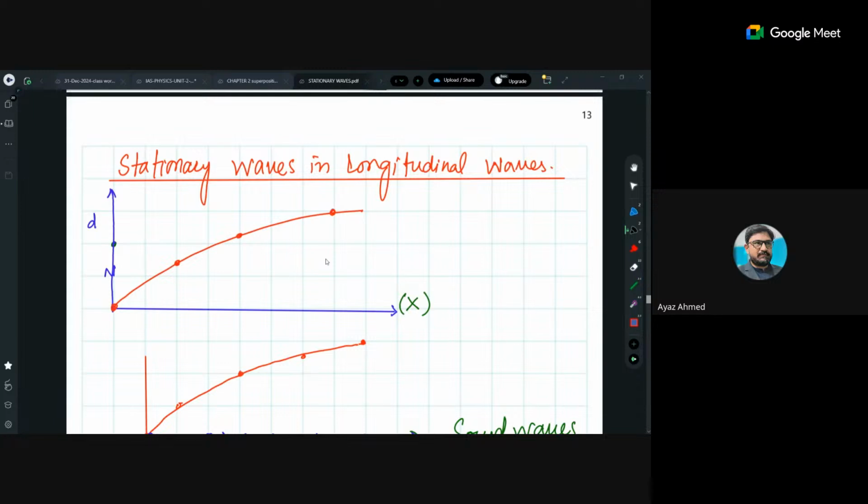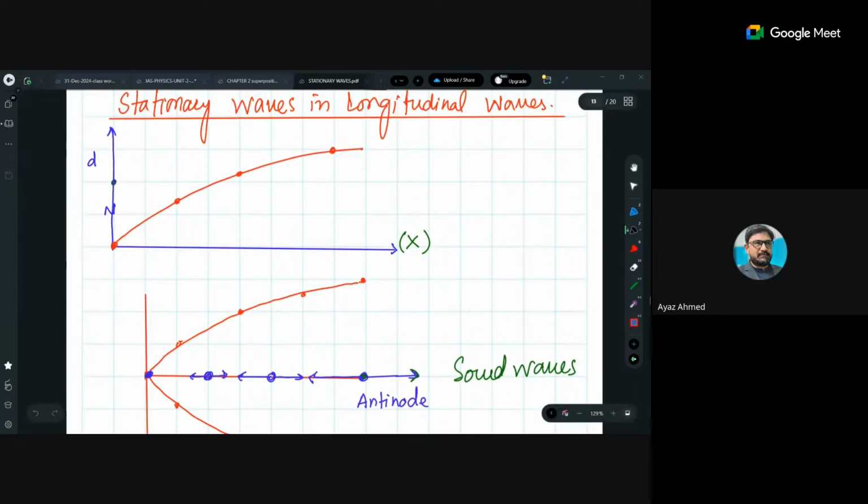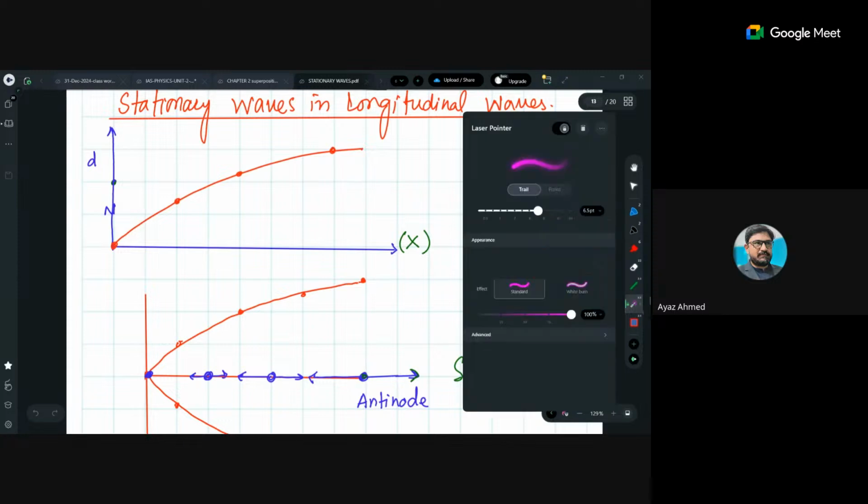And stationary wave formation in sound, or longitudinal waves, is basically the discussion of today's topic. So when we talk about stationary waves formed in longitudinal waves, longitudinal waves are simply those waves in which compressions and rarefactions are produced, and in which the particles vibrate parallel to the direction of propagation of the wave.